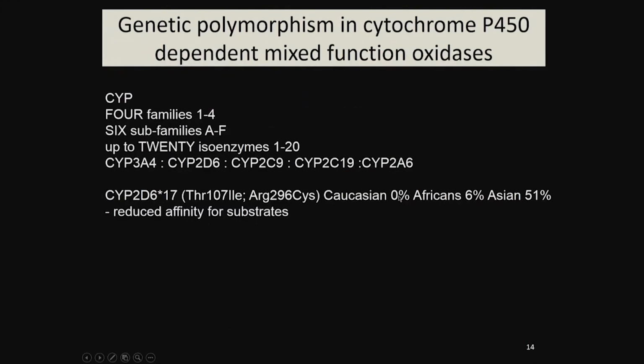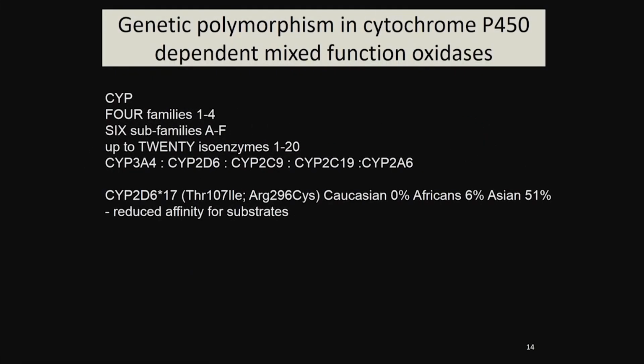Okay, what does it do? Cytochrome P450 is one of the important things. Okay. It has 4 families, 1 to 4, 6 subfamilies A to F, up to 20 isoenzymes, 1 to 20. So there are different cytochromes, P3A4, P2D6 and so on actually. Okay. For example, if you look at this cytochrome CYP2D6*17, Caucasians will have 0%, Asians have 51%, okay. Africans have 6%. So there could be reduced affinity for substrates, okay.